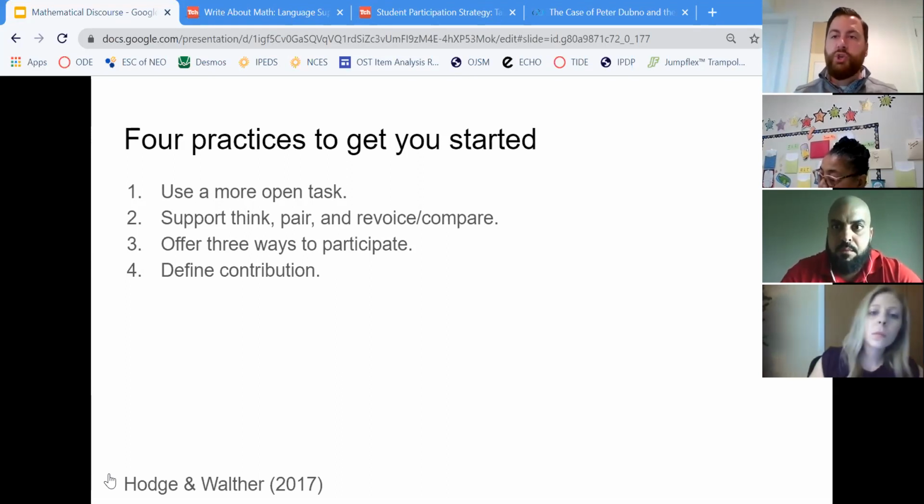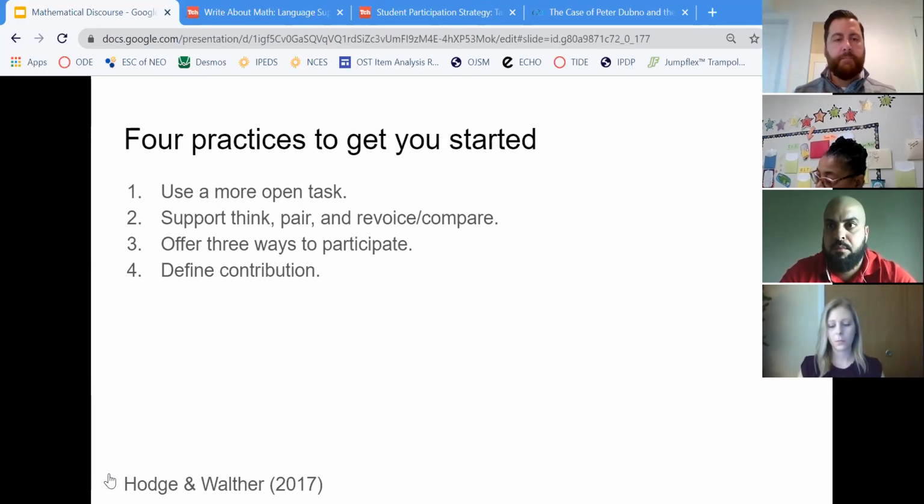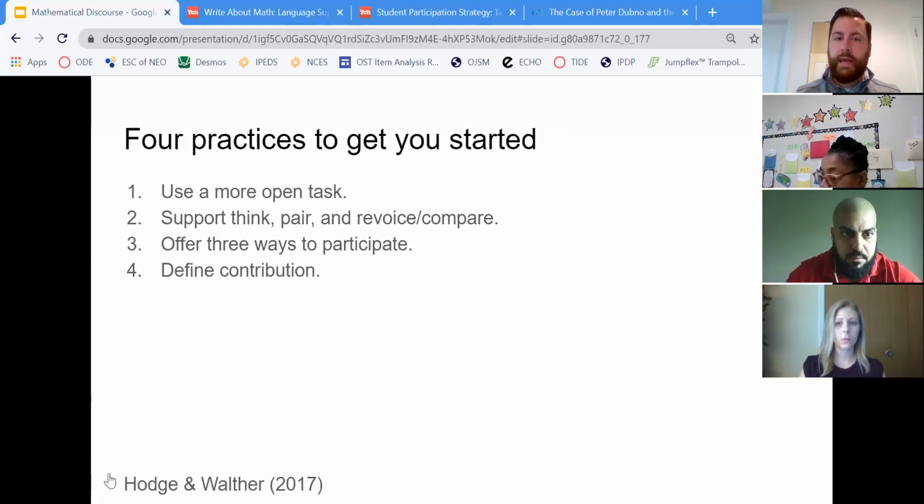The first one is using an open task. What do I mean by open task? We'll define that in a minute. The second, we're going to support thinking and pairing and revoicing or comparing. The third one is we're going to offer 3 different ways to participate. I'll illuminate what those are in a moment. And then fourth, we should define what a contribution means.